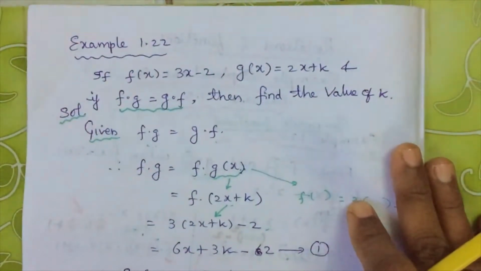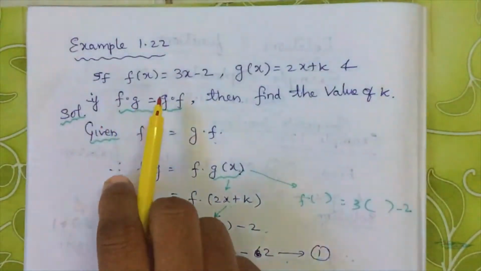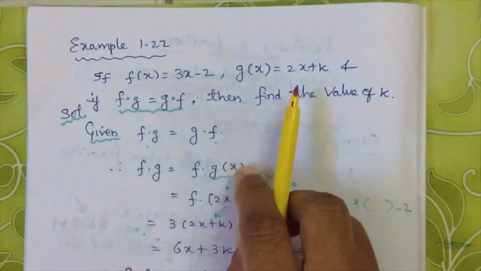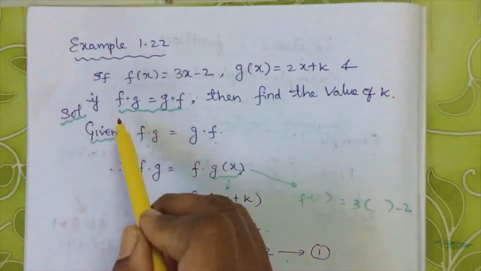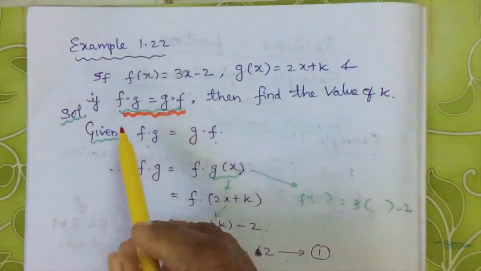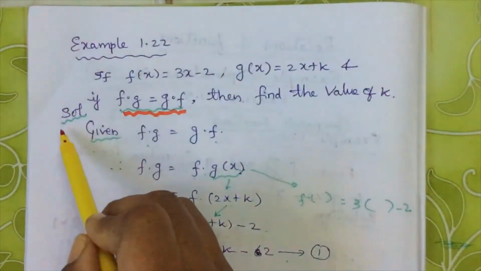Coming to example 1.22. If f of x is equal to 3x minus 2, g of x is equal to 2x plus k, and if f dot g is equal to g dot f. So in this problem they have mentioned two conditions. Then find the value of k. So what is your solution?